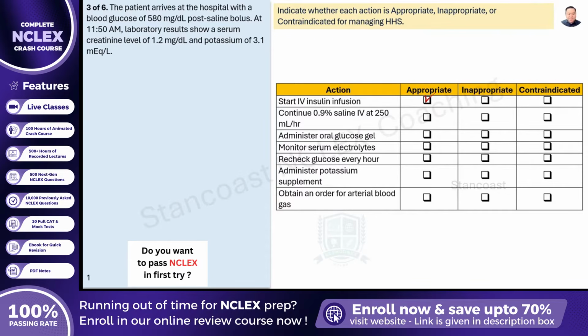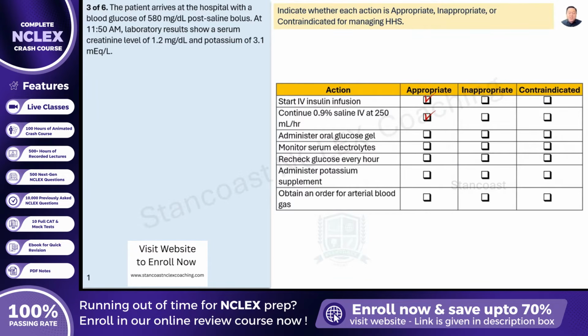Continue 0.9% saline IV at 250 mL per hour. This is appropriate as well, because dehydration is one of the most serious issues that we have encountered in this patient. Their body is losing a lot of fluid through osmotic diuresis, which is caused by the hyperglycemia. And when we are continuing normal saline at 250 mL per hour, this is going to help correct the fluid deficit gradually and safely.